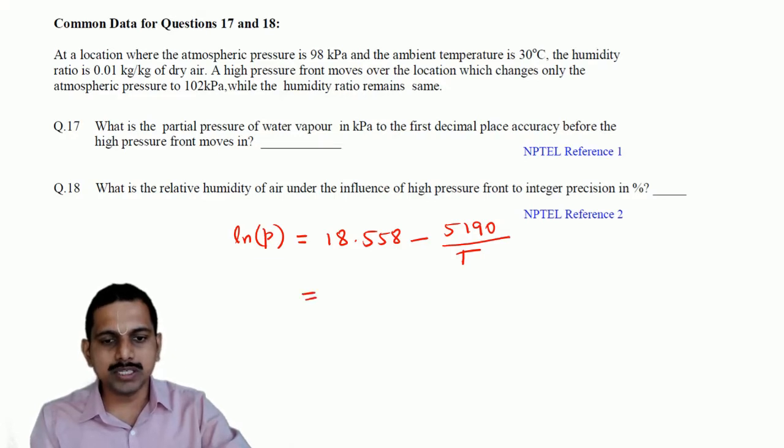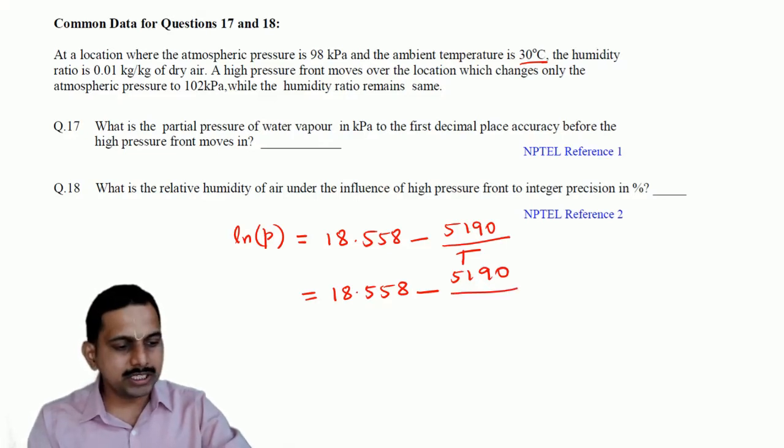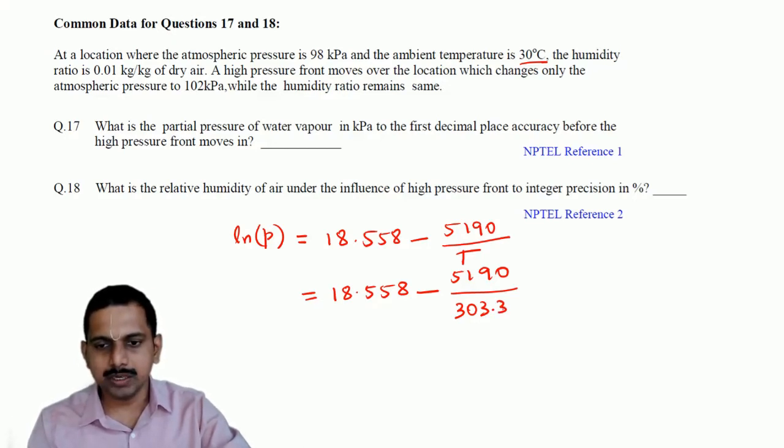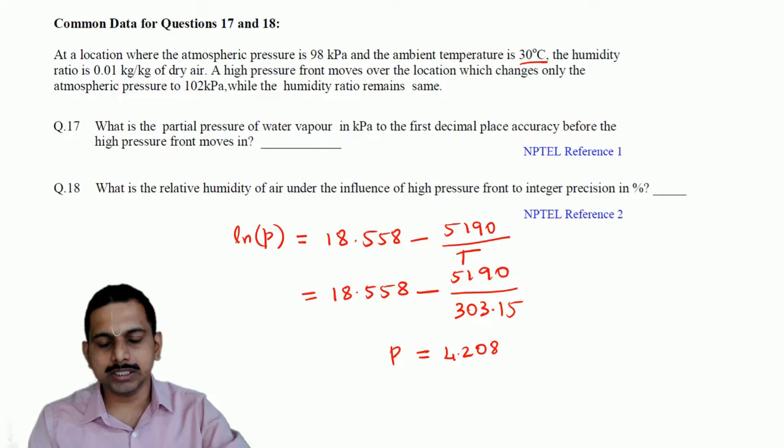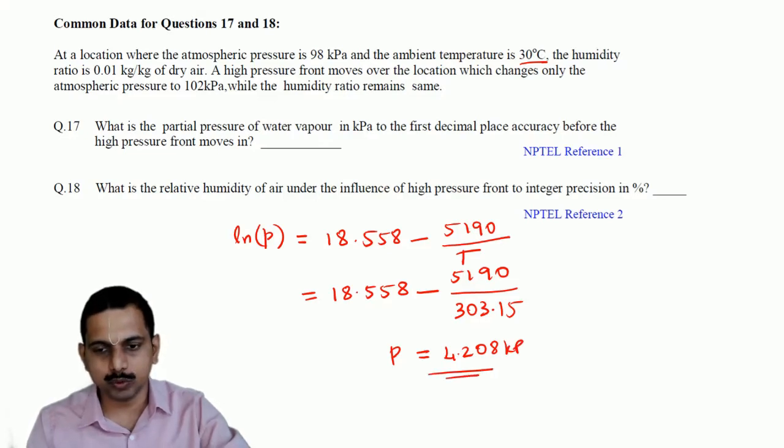If I use this, I will get the partial pressure of water vapor at the temperature which is 30 degrees centigrade. 5190 divided by, we get temperature as 303.15 Kelvin, correct? So the answer for pressure I will get as 4.208 kilopascal. This is the first thing we have to do.